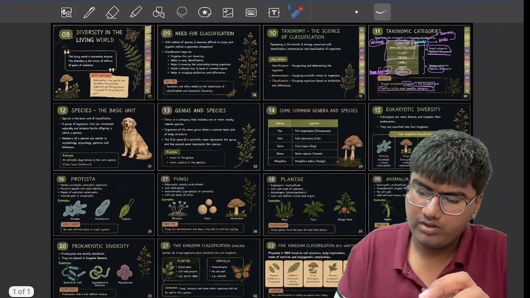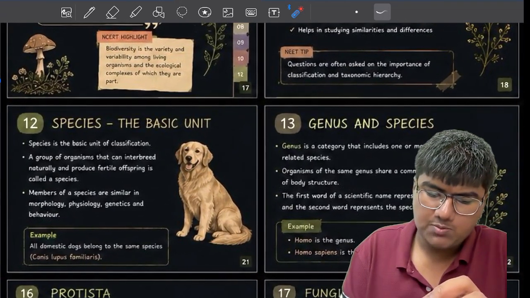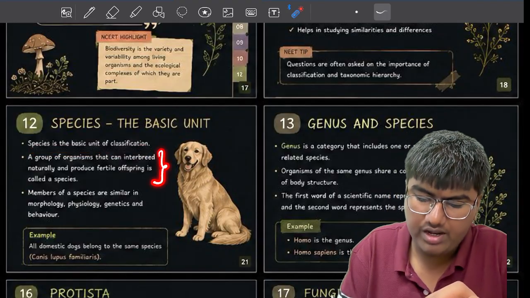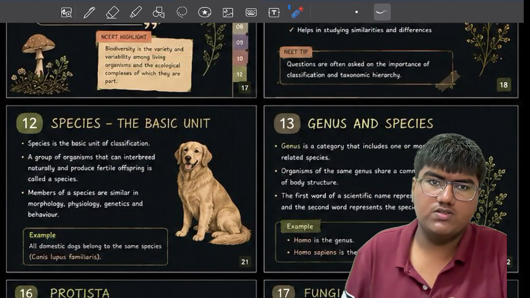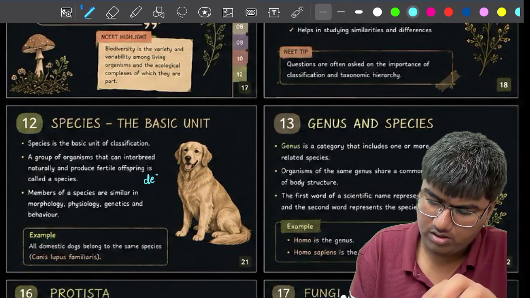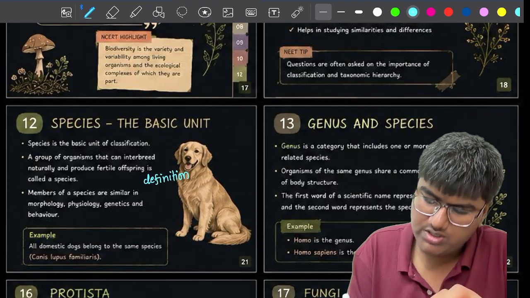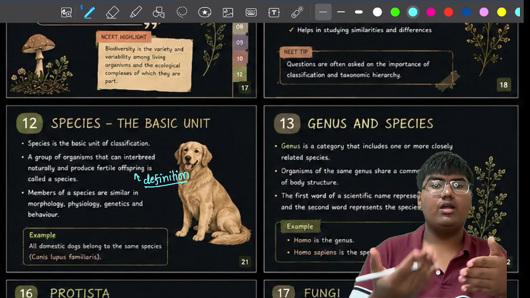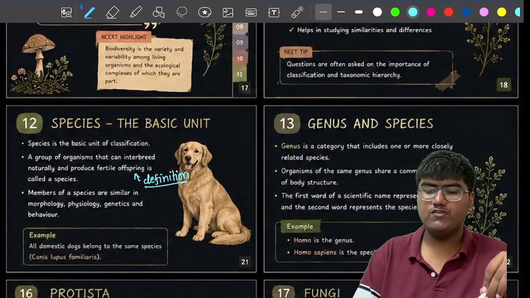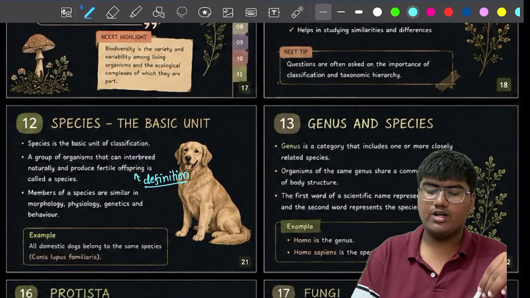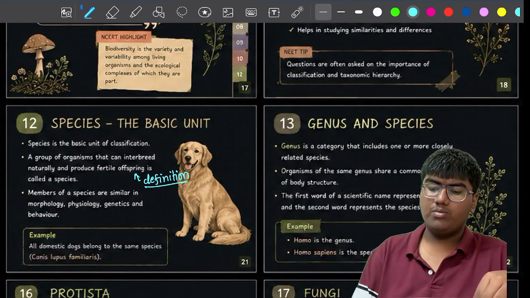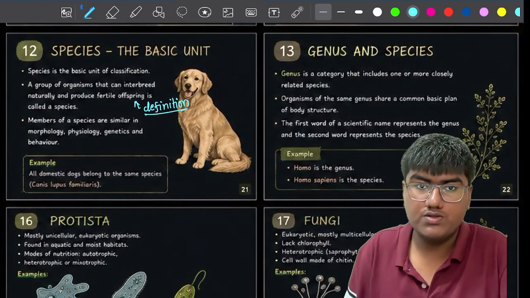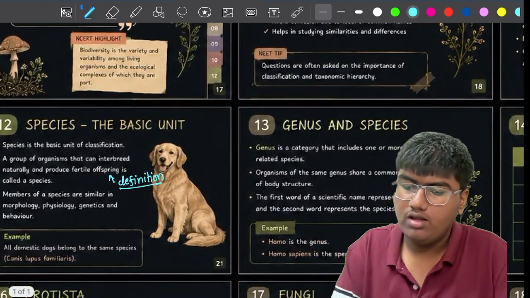Now let's see species also. Species is a basic unit of classification. A group of organisms that can interbreed naturally and produce fertile offspring is nothing but species. This is one definition for species. Members of a species are similar in morphology, physiology, genetics, and behavior. For example, all domestic dogs belong to the same species, Canis lupus.